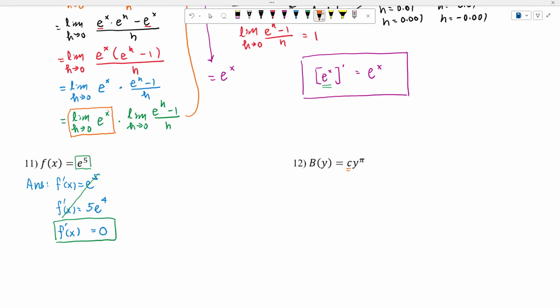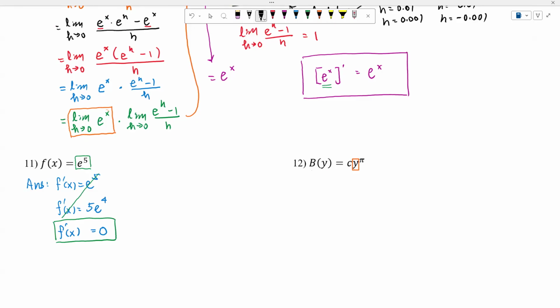This function right here is a function of y, meaning the variable in this case is y. So then this is the variable. Then what is c? c is a constant then. Of course, we also know pi is also a constant. So therefore, to work out this problem, we have a constant multiplied to a function.